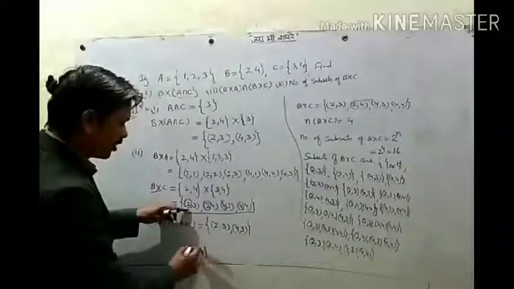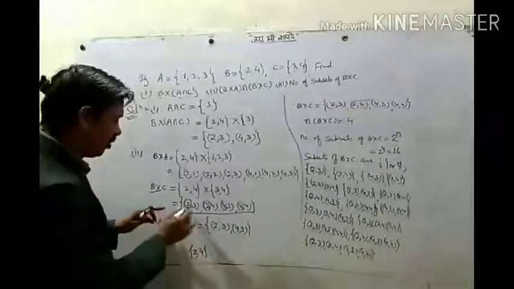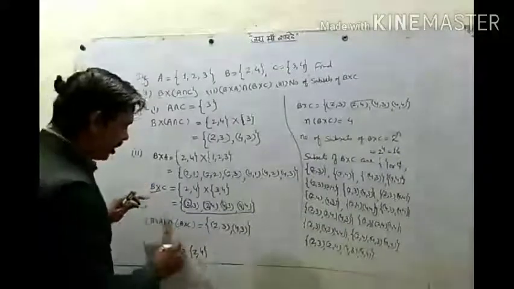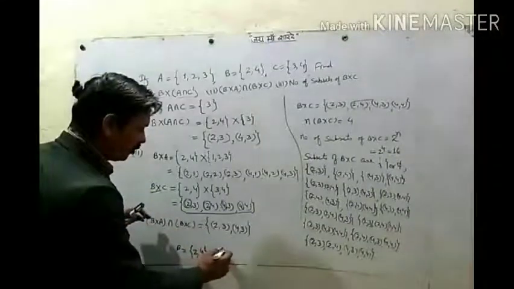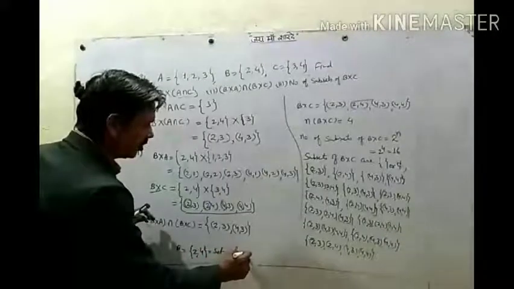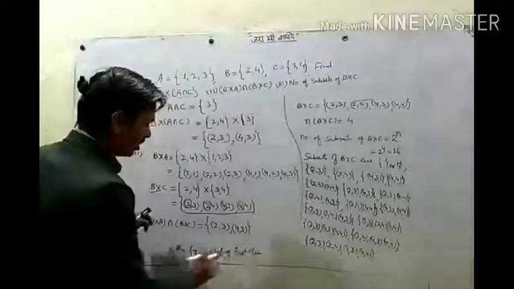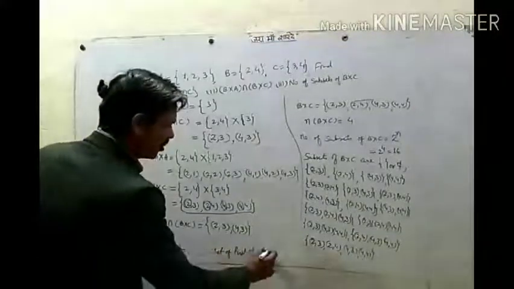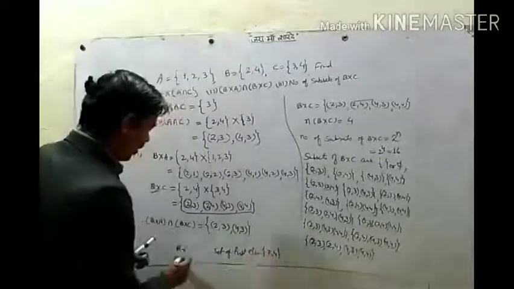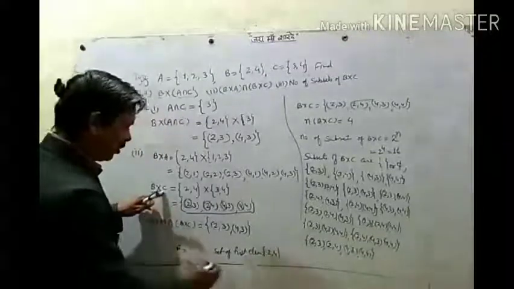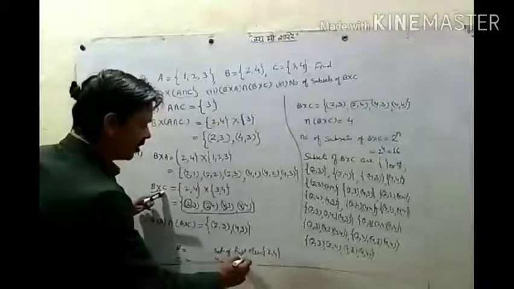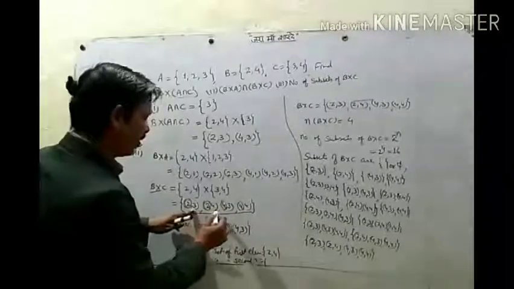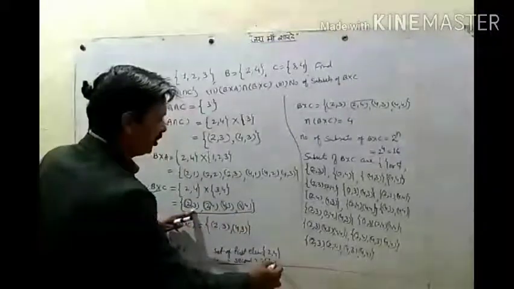So these elements form one set, and that will be your first set, means B. So B is what? Set of first element, we can say. Okay, so that will be your set having elements 2, 4. And set C will be second set. So set of second element. Second elements will be 3 and 4. 3, 4. This is our set B and C.